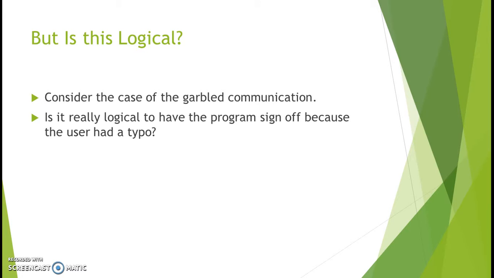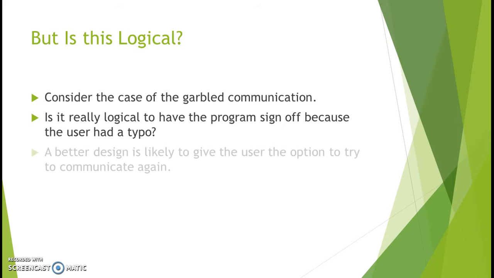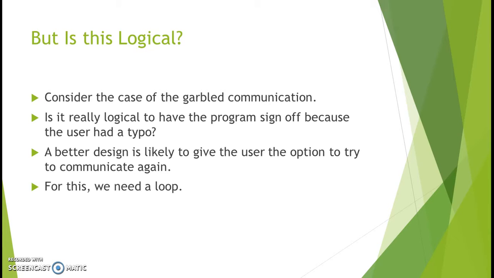Now, is it logical, though, to have the program end at that stage? In the case of garbled communication with the program, maybe the program shouldn't sign off just because the user typed yes instead of typing Y, for example. A better design would be give the user an option to try to communicate again. Now for this, we need one more piece of technology. We need a loop.